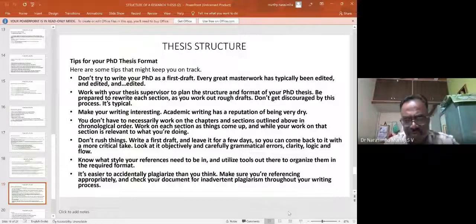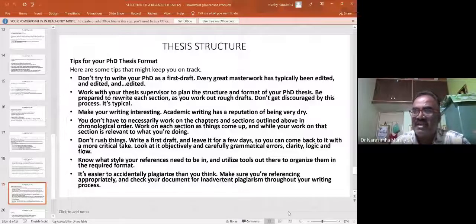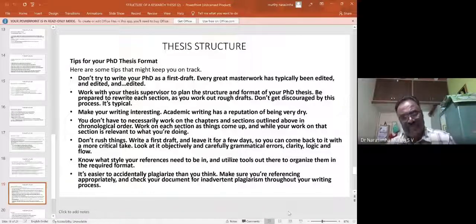And remember, as I told you in the beginning also, never think of writing in the chronological order. Because I always tell my students, never think of introduction. No. Start writing chapter 2, chapter 3, chapter 4, chapter 5. Write conclusion. I always tell that. Write conclusion, draft, and then come to introduction.